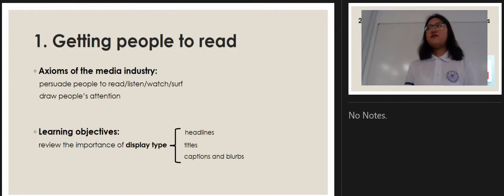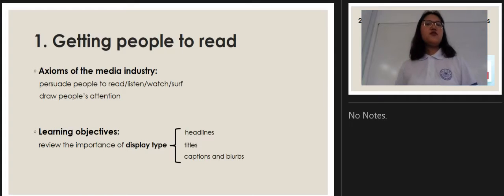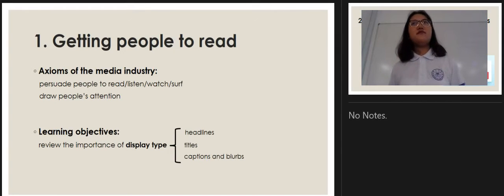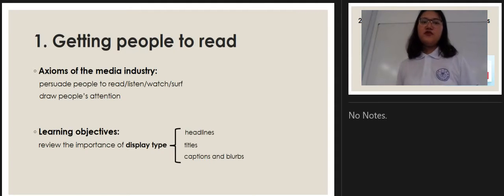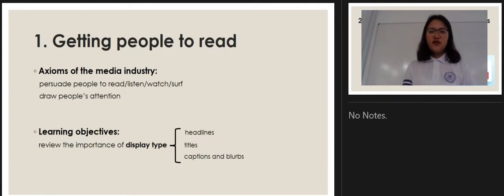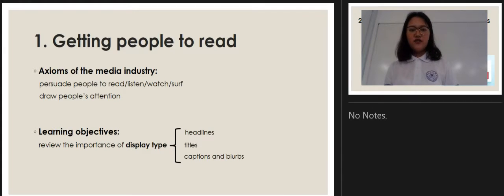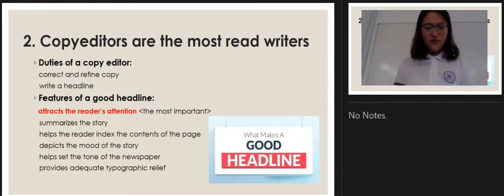An axiom of the media industry is to persuade people to read newspapers and magazines, listen to radio, watch televisions, and surf the web. And first, you should draw people's attention. In this chapter, we will review the importance of display type, which includes headlines, titles, captions, and blurbs. These are all means of drawing audience.